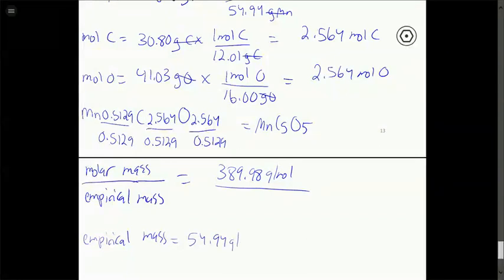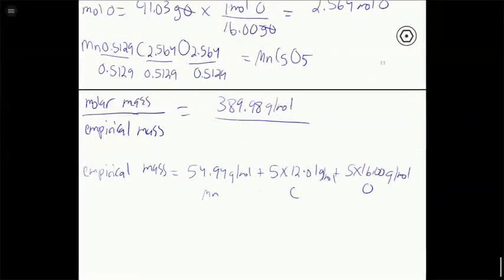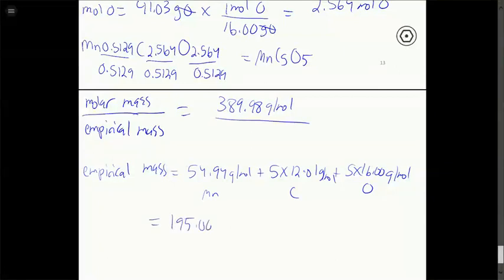manganese plus 5 times the mass of carbon plus 5 times oxygen, which gives us somewhere around 195. So the empirical mass is 195, and when we divide the two, molar mass divided by empirical mass, we get 2, a factor of 2.